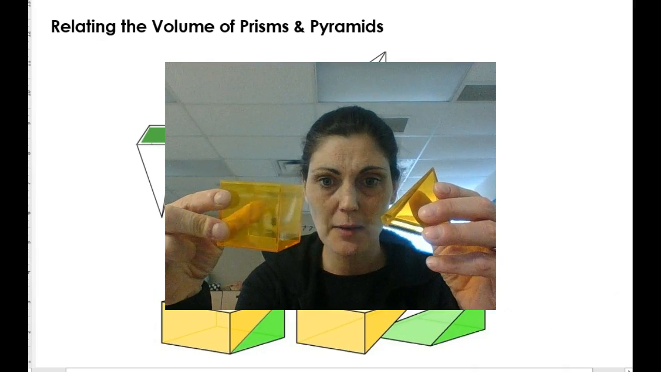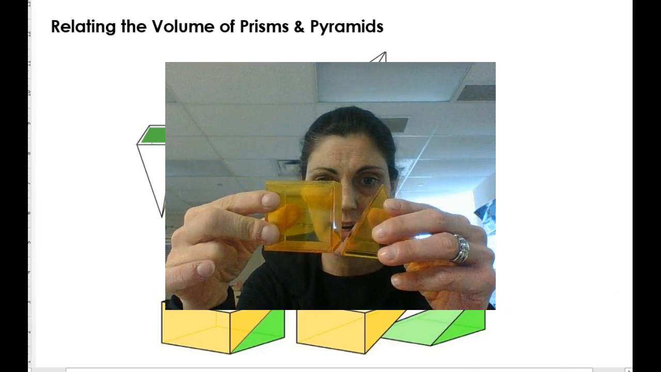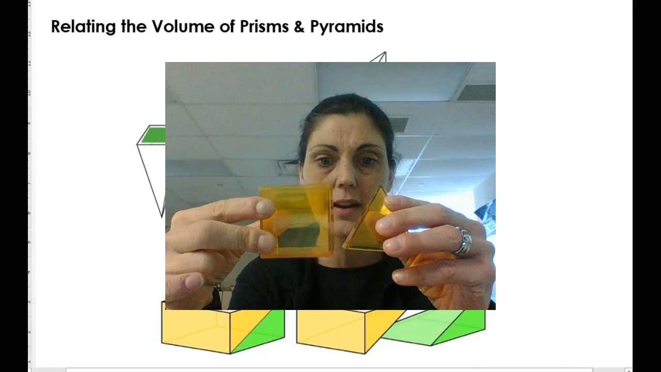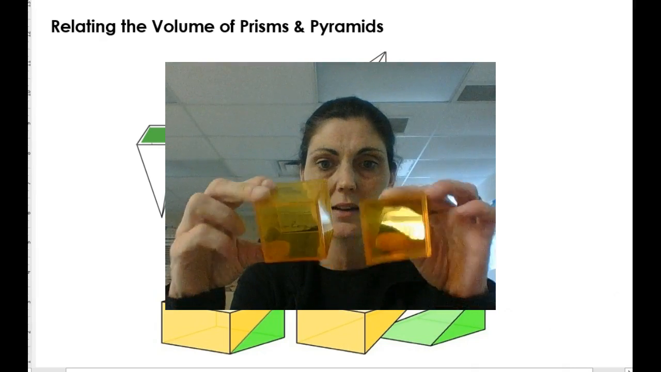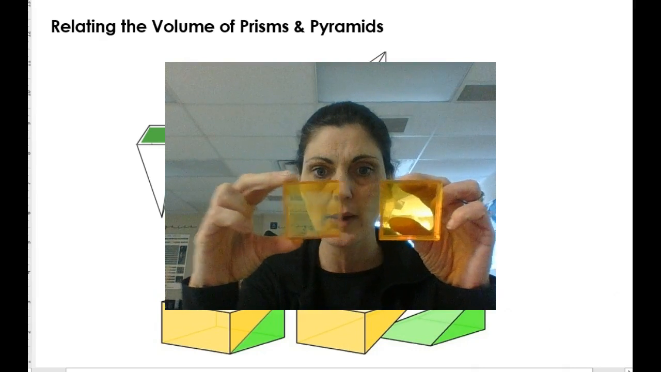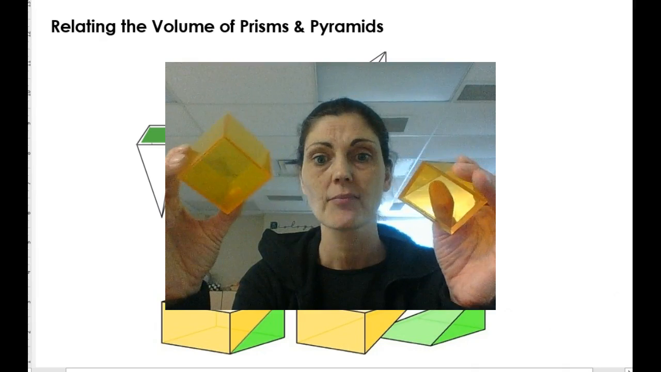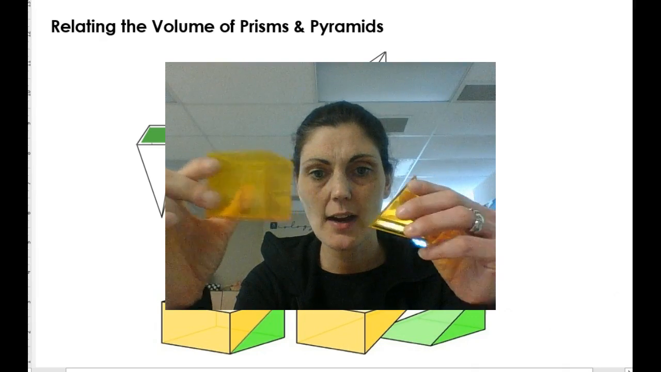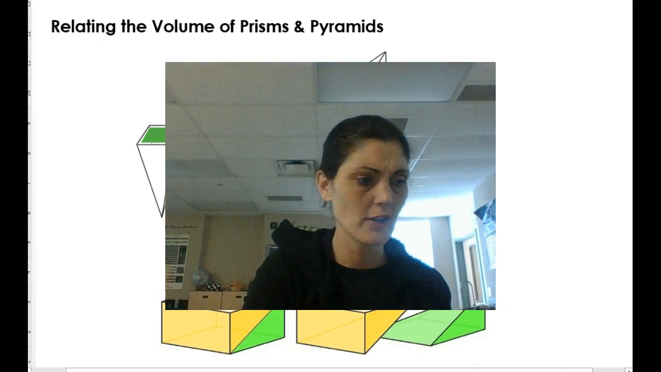And I'm calling it that because they have to have the same height. So if I compare these two height-wise, they're the same height. And if I compare their bases, the bases are of the same length and width. Okay, same size. What I'm going to do is I have some sugar here.